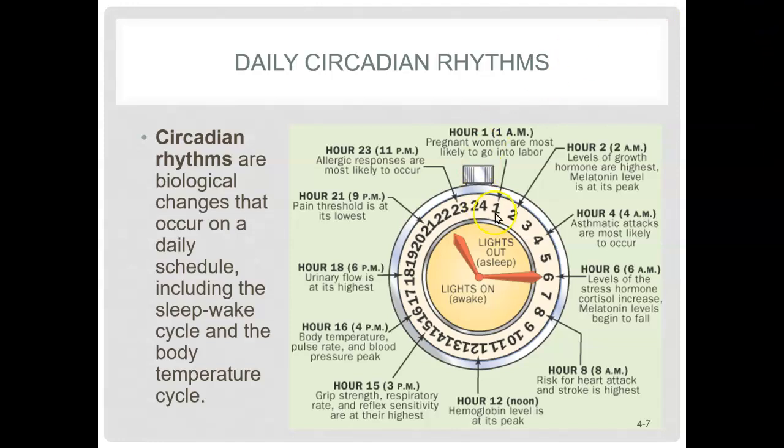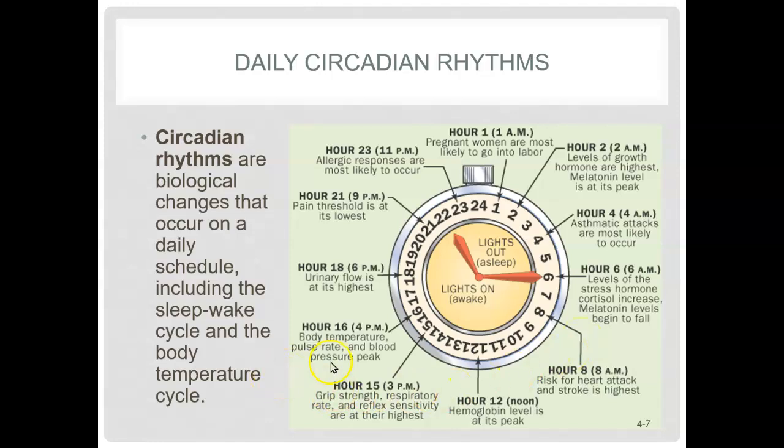So women are most likely to go into labor at about 1 a.m. See, melatonin peaks around 2. Asthma attacks, 4 a.m. This is interesting. Your stress hormone increases. Cortisol levels increase around 6 a.m. Your chance for heart attack and stroke is its highest around 8 a.m., so first thing in the morning.